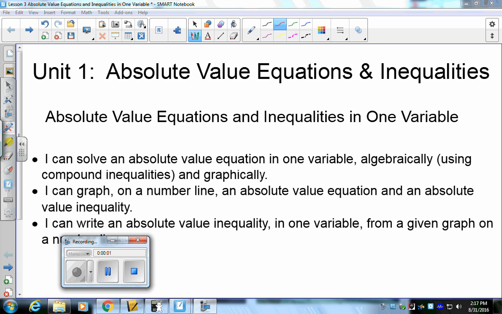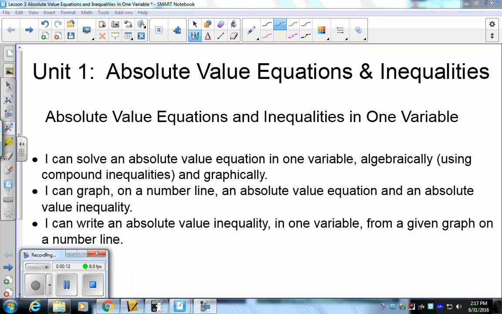This is Unit 1, Lesson 3 from the Absolute Value Equations and Inequalities unit. Today we're going to be working on solving absolute value equations and inequalities in one variable. By the end of the lesson, you should be able to solve an absolute value equation in one variable algebraically using compound inequalities. You should be able to graph on a number line an absolute value equation and an absolute value inequality. And you should be able to write an absolute value inequality in one variable from a given graph on a number line.